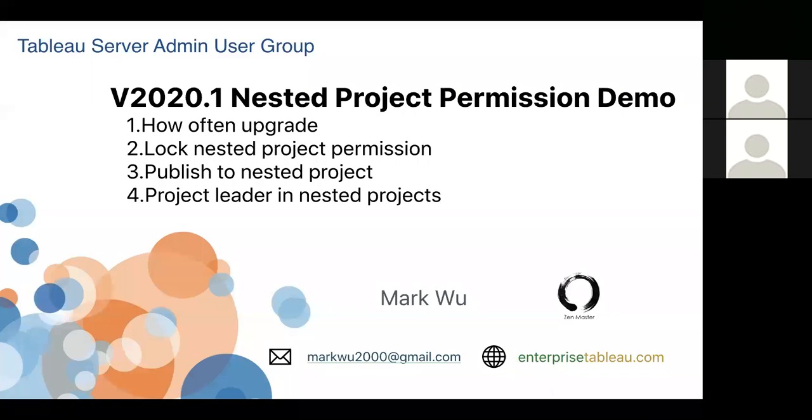Welcome everyone again. Today's topic focuses on the nested project permission: how the locking works, which is a big new feature. 2020.1 has a completely different locking process. I'll also talk about how to publish to a nested project and the permission setting. This has not been changed, but it is good to recap. And then we'll talk about how the project leader rules work in the nested project.